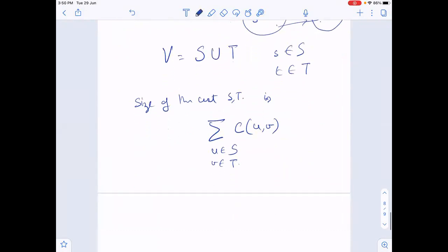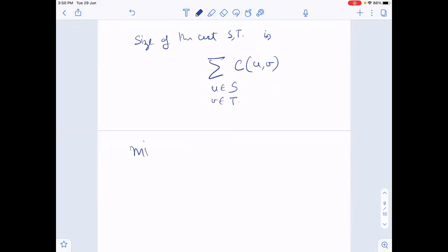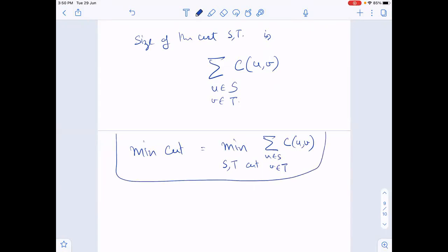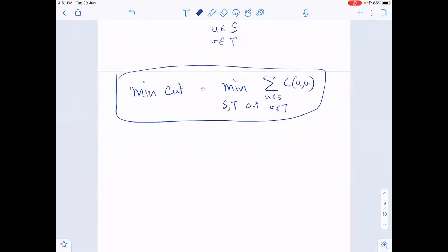Now you can define a min cut, which is the minimum over all S and T cuts of this summation. The minimum cut that can happen. This is a property of a graph, a network. One thing that you can prove, so I will write down two theorems, or rather two observations.